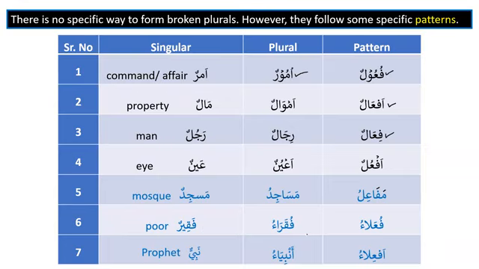Then we have faqirun, poor, and the plural is on the pattern of fu'ala'u, and then it is fuqara'u. And then we have nabiyun, and nabiyun is on the pattern of af'ila'u, and the plural will be anbiya'u. So fu'ala'u, af'ila'u. These patterns, and similarly mafa'ilu, they are mamnu min as-sarf.